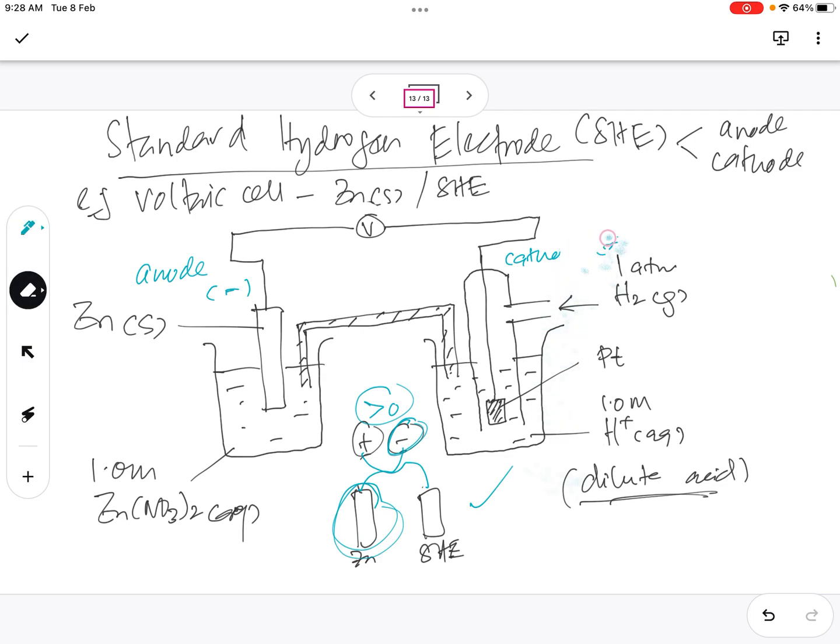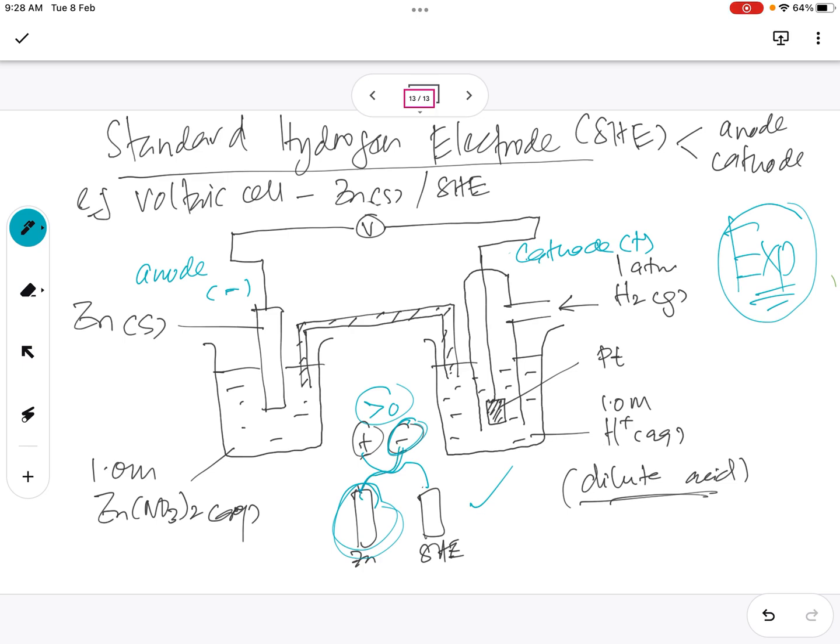Ada faham ke cara macam mana nak tahu? Sebab tu saya terangkan panjang-panjang tadi. Yes, this is the way. If someone asks me, sir, how do you know SHE is cathode? The only way we can know in terms of experiment, dari segi eksperimen, kita hanya boleh tahu siapa anode, siapa cathode dari segi eksperimen saja, iaitu bila kita sentuh terminal-terminal berkenaan.